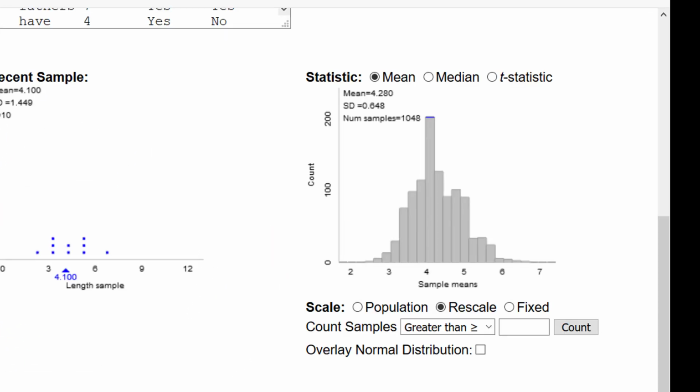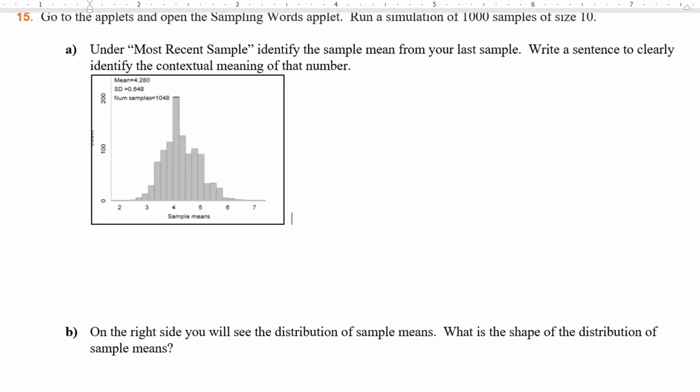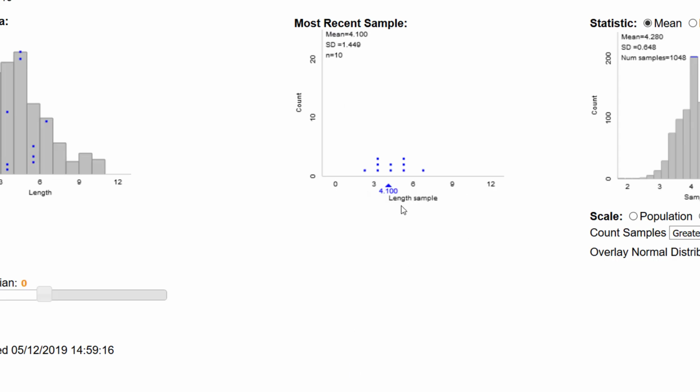There they are. Okay, so I can see here in the graph that the distribution of sample means has a mean of about 4.28 and a standard deviation of about 0.648. And I've done 1,048 total sample means here, shown in this distribution. It asked me to identify the most recent sample and the sample mean from that. As you see over here, the most recent sample mean was 4.1.